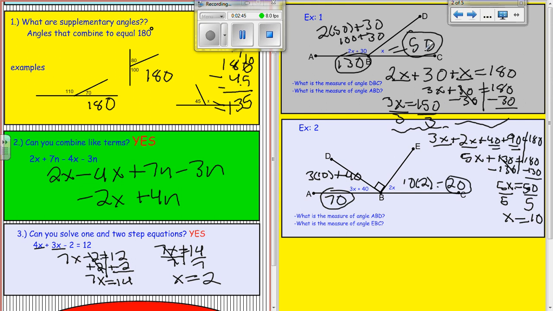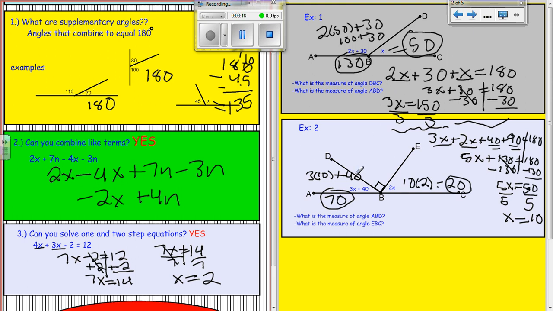So we found this angle. But to find this angle, we have to plug our value for x in for this x right here. So 2 times 50 is 100 plus 30 is 130. If you add these two up, 130 plus 50 is 180. So those are our values. DBC is 130, and this angle is 50, and ABD is 130.